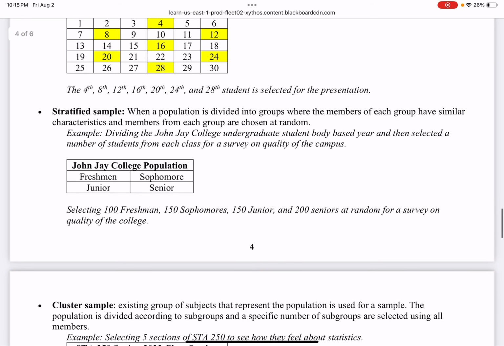Then we have stratified sampling. That's when a population is divided into groups where the members of each group have similar characteristics, and members from each group are chosen at random. Here's an example. Dividing the college undergraduate student body based on their year in college and selecting a specific number from each level. So for example, we divided by freshman, sophomore, junior, senior, pick 100 freshmen at random, pick 100 sophomores at random, 150 juniors at random, and 200 seniors at random. As you can see, the numbers in the groups don't have to always be the same.